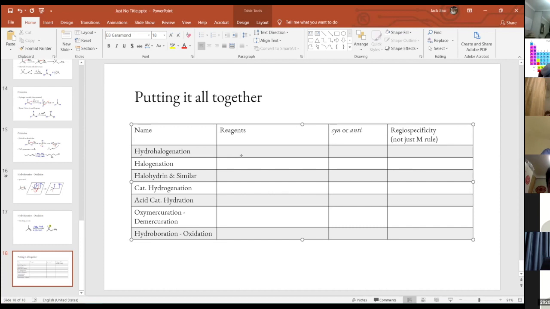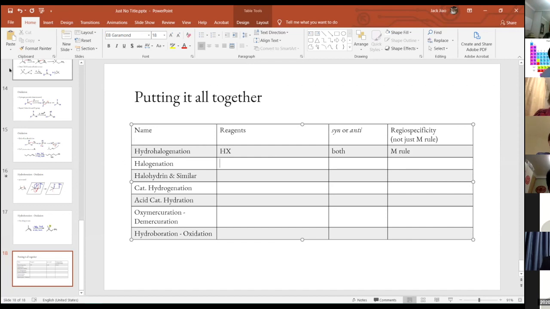So I can start, for example, with hydrohalogenation. The reagent is very simple, just HX, nothing else. And then syn or anti. Because it's a carbocation mechanism, the halogen can attack from either side of the carbocation. So it's both. And the regiospecificity is obviously Markovnikov. Okay, I'm good. I think Yang and I can answer any question you don't like.